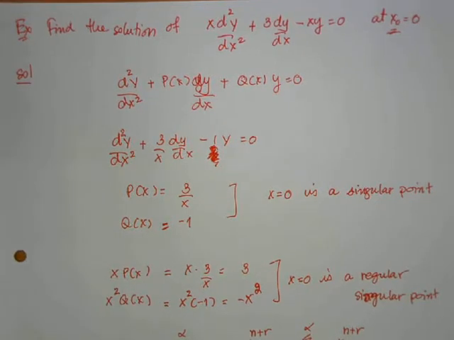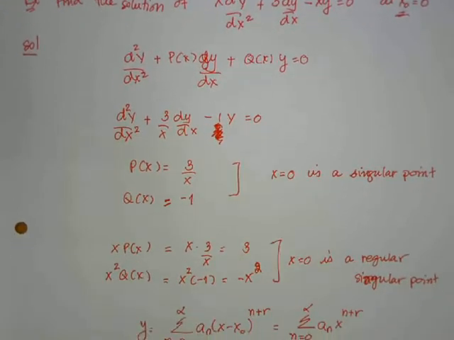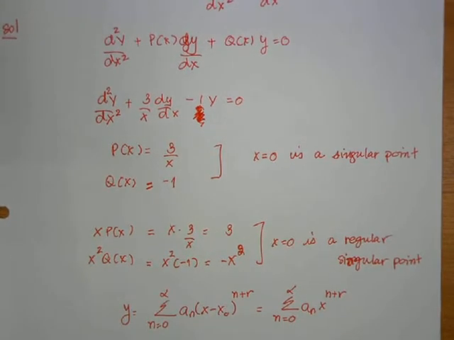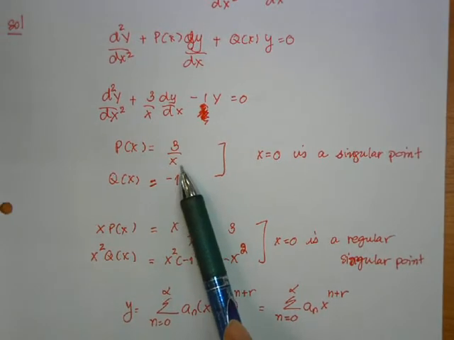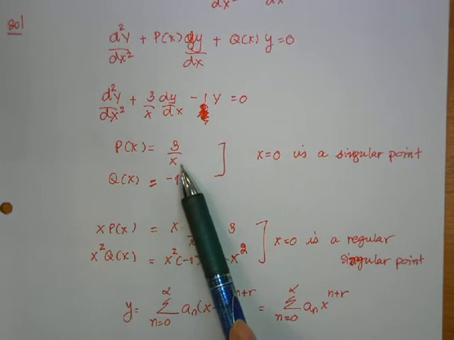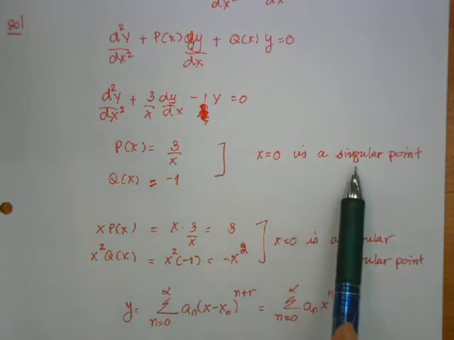Okay, the next example would go to case 3 for the Frobenius method. The problem statement is asking us to find the solution of this differential equation around x0 equal to 0. In that case, we have to find whether x equal to 0 is an ordinary or singular point by finding p(x) and q(x). And from doing that, we know that from p(x), if we plug x equal to 0 there, p(x) is a non-analytic function. So that means x equal to 0 is a singular point.